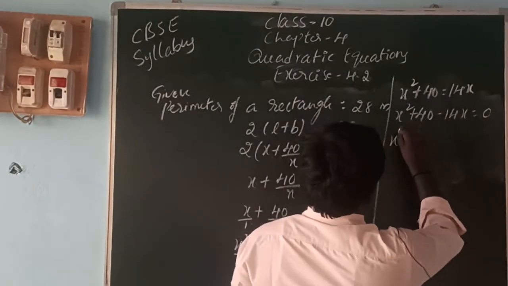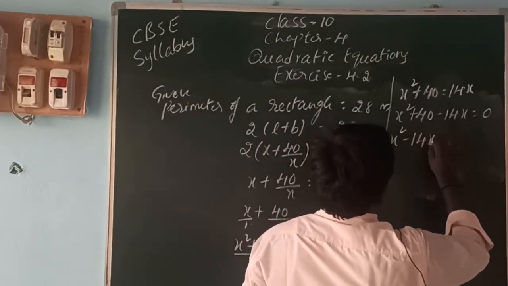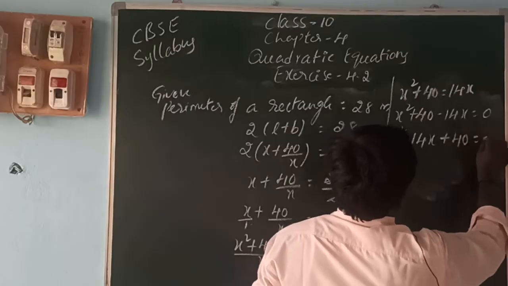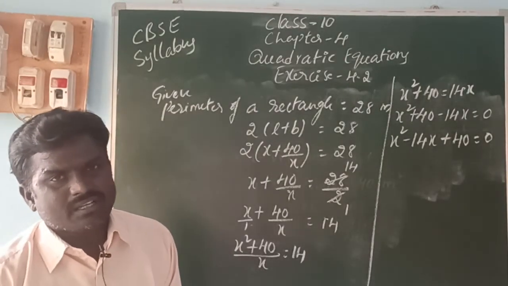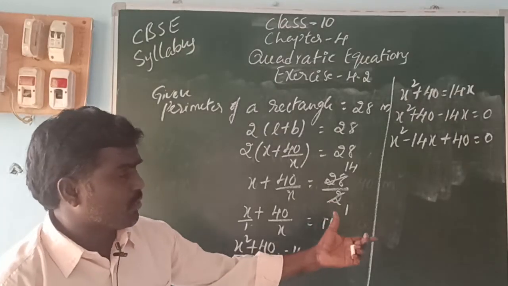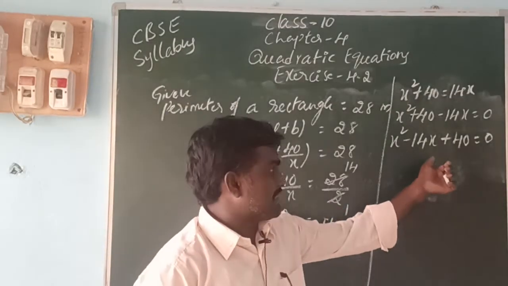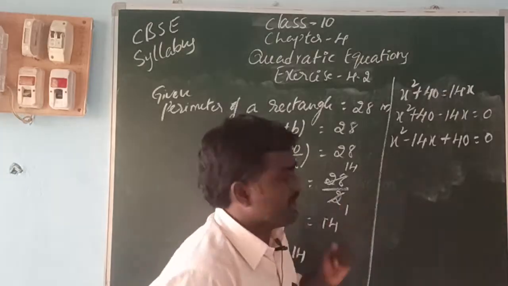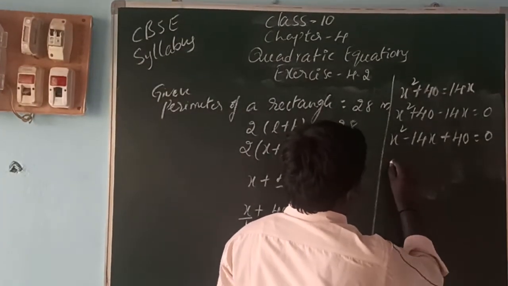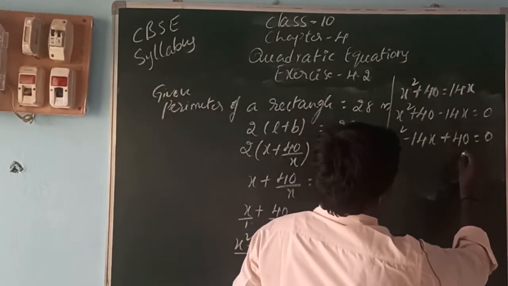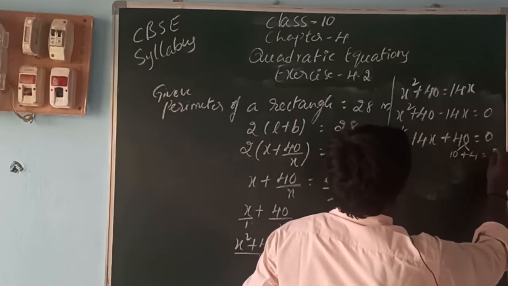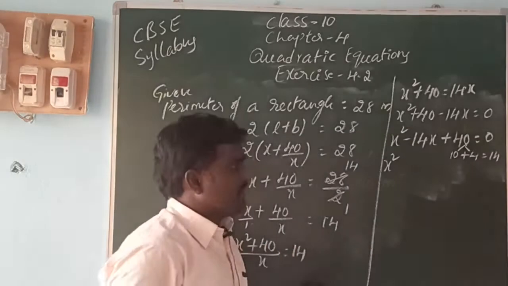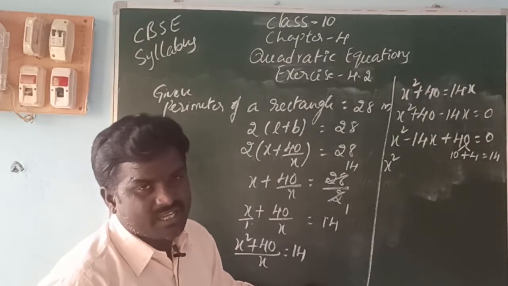Here x square minus 14x plus 40 is equal to 0. So 40, how can we write it? As 10 into 4. So here 14 we can write as 10 plus 4. 40 we can write as 10 into 4. So 10 plus 4, how much? 14. Which factors do we take? Their sum or subtraction becomes the x coefficient.